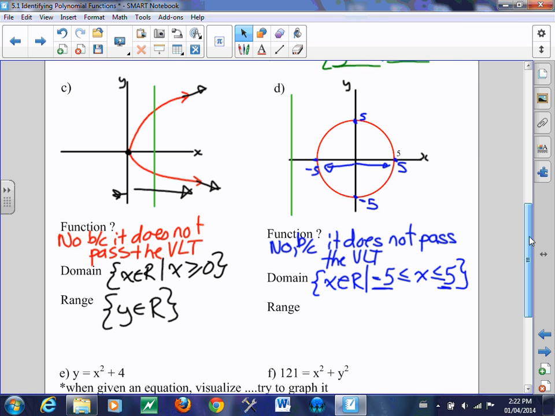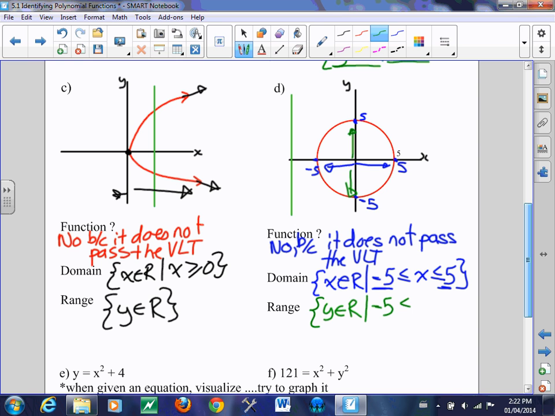We do the same with our y, or our range, my fault. As we go to our lower limit, we know, first of all, we've got a relation because it's a solid line, but our lower limit is -5, less than or equal to y, less than or equal to 5. And closing brackets.